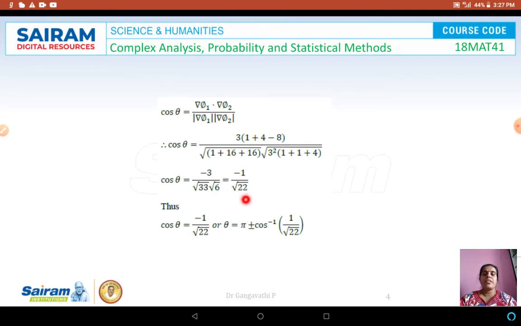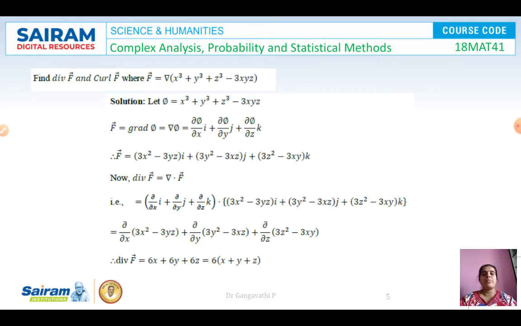And simplifying further, we get minus 1 divided by square root of 22. And cos theta is this, and because of the negativity, in order to avoid the minus, we can write it as pi minus cos inverse of 1 by root 22. So this is how we need to find the angle between the surface at two different points.